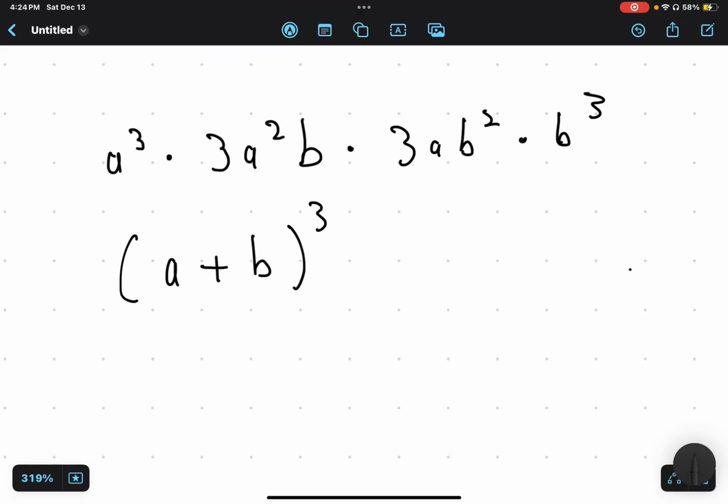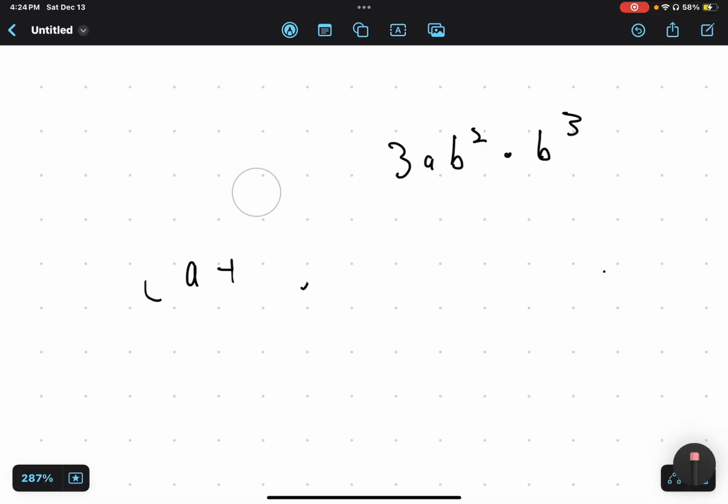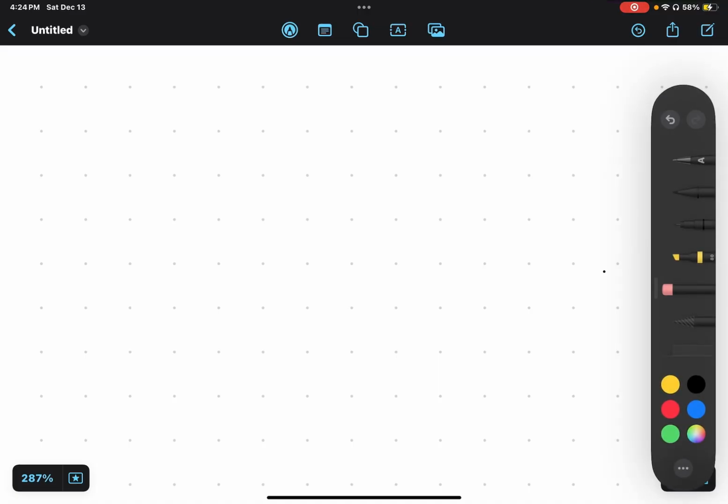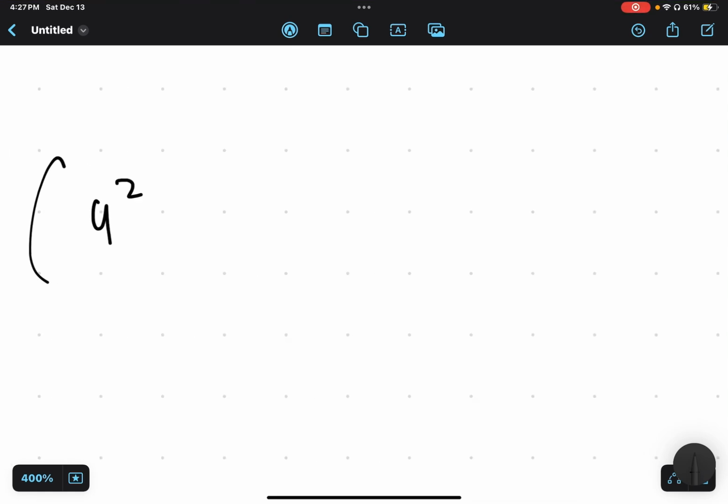Now we're going to move on to the harder example. Let me erase this right here. We're going to start off with a harder example. Actually, let's do something easier. I don't want to do an example that's too hard. We're going to do something a little bit more difficult.